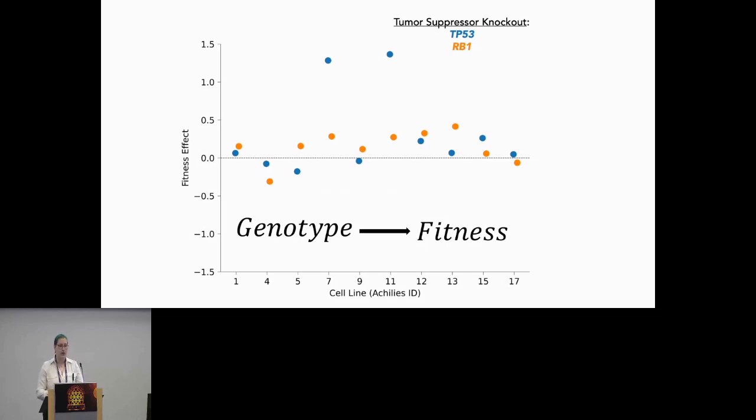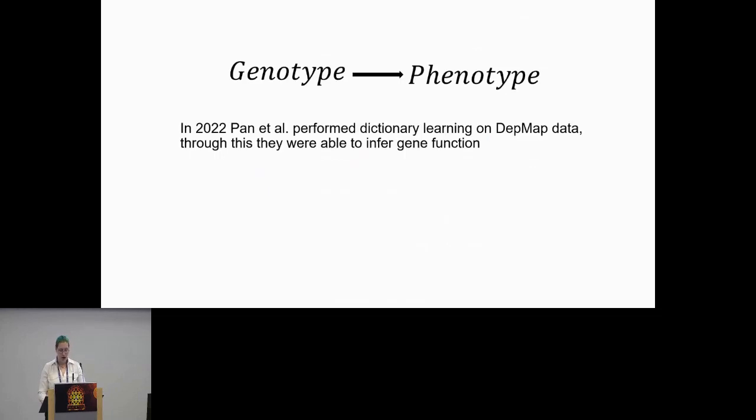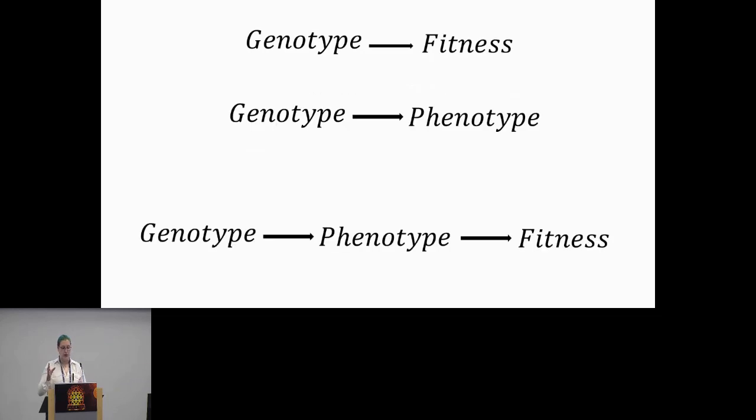This direct relationship between a gene being knocked out and its fitness effect is an example of the relationship between genotype and fitness. Other work has been done on this DEP-map dataset to look at the relationship between genotype and phenotype. In 2022, Pan et al. performed dictionary learning on the DEP-map data, and through this, they were able to infer gene function. So from this one data set, we've been able to look at the relationship between genotype and fitness and genotype and phenotype. However, we've yet to actually look at the overall relationship between genotype, phenotype, and fitness.